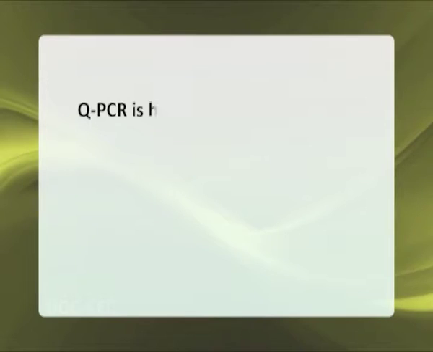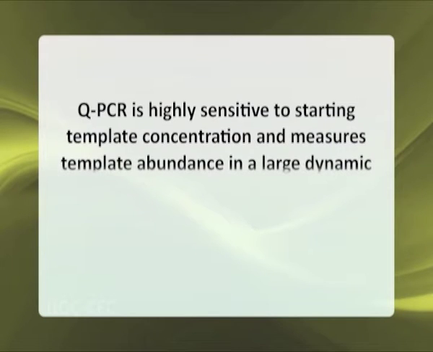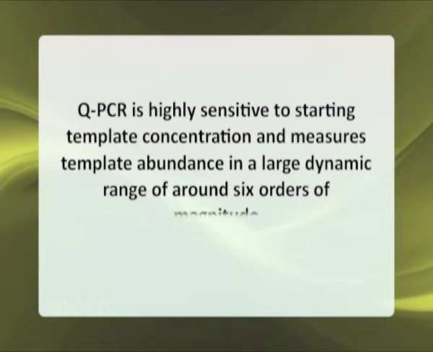Software records the increase in amplicon concentration during the early exponential phase of amplification, which enables the quantification of genes when they are proportional to the starting template concentration. When qPCR is coupled with a preceding reverse transcription, that is RT reaction, it can be used to quantify gene expression, RT-qPCR. qPCR is highly sensitive to starting template concentration and measures template abundance in a large dynamic range of around 6 orders of magnitude.